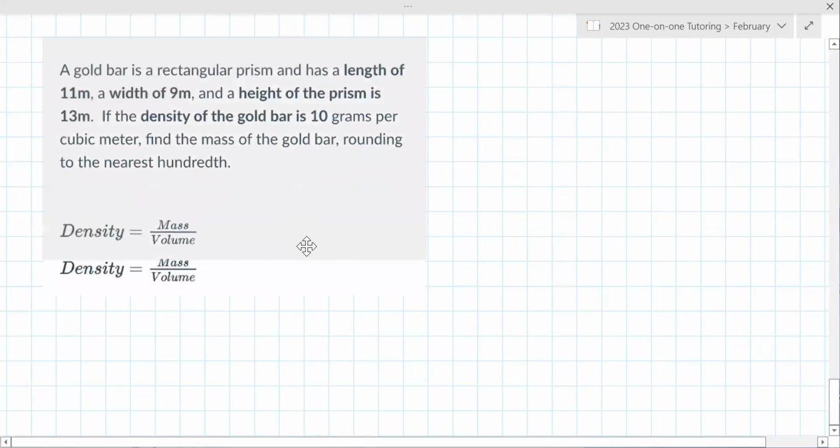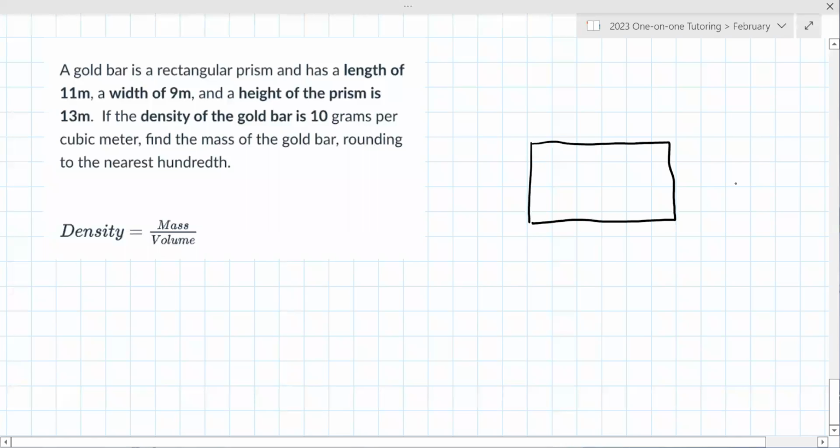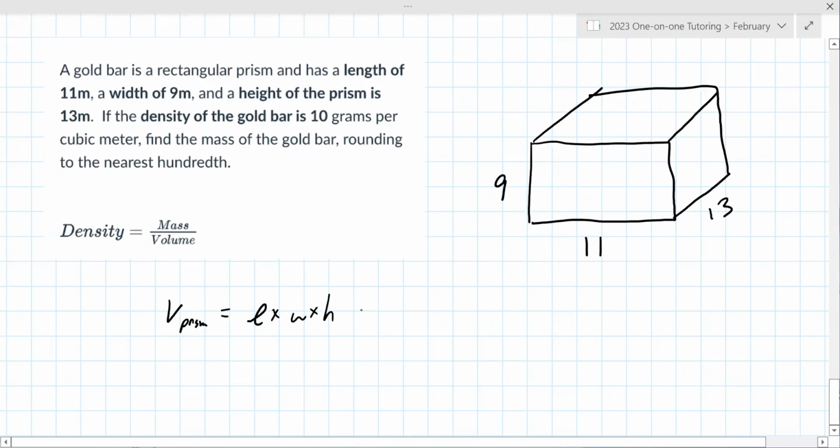All right, a gold bar is a rectangular prism and it has a length of 11 meters, a width of 9 meters, and a height of 13 meters. This would be really good to draw a picture of. I like to draw the front face, length of 11, width 9. If you don't like where those are, you can change them. The height of the prism, it has 3 dimensions that you care about. So the volume of a prism is length times width times height.